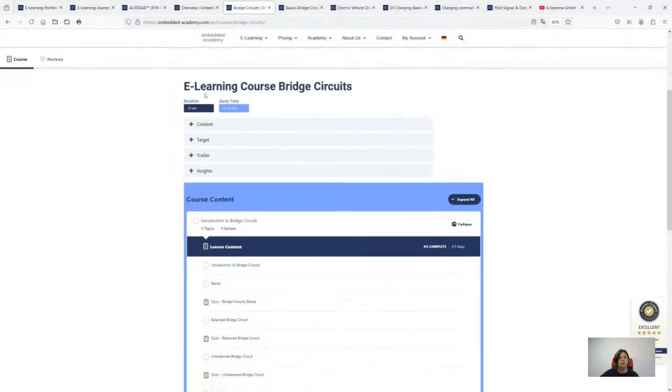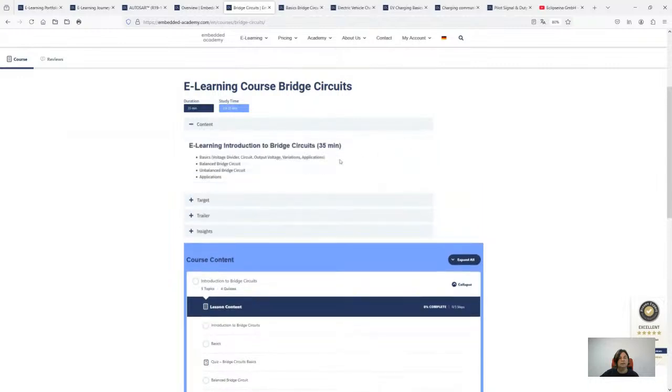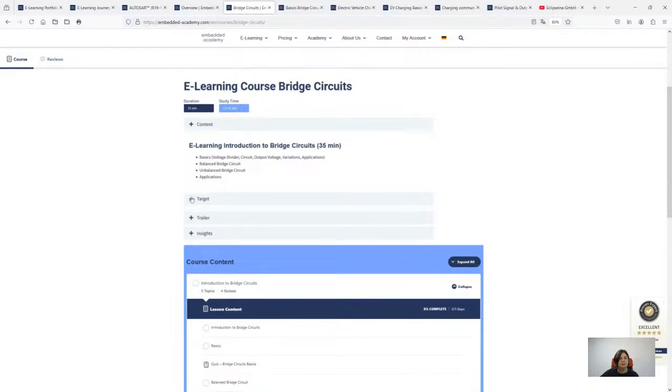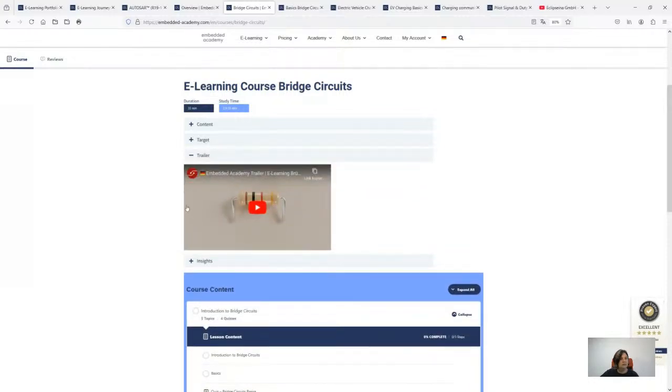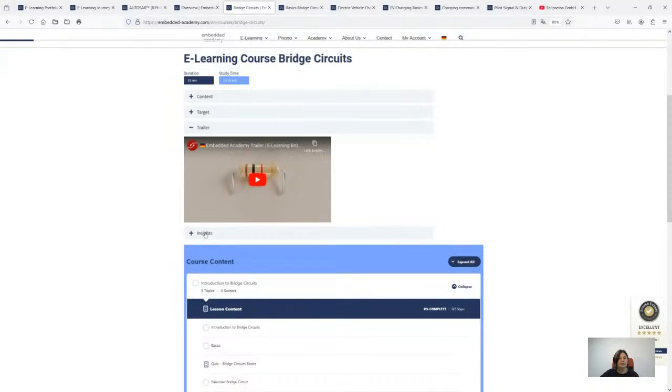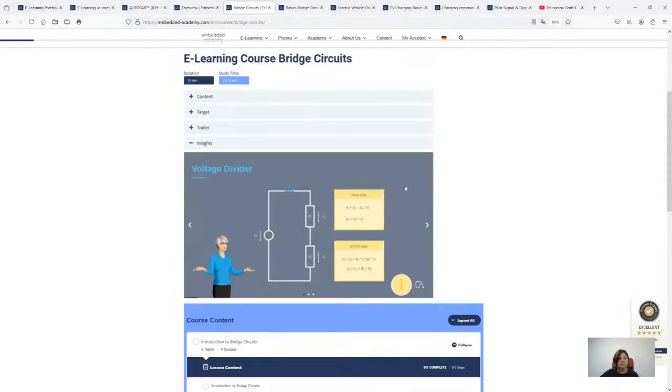So we have bridge circuits. The content is like some basic introduction. Then you have a balanced bridge circuit and the unbalanced bridge circuits and application examples. Target is to understand it for the industry. I will not go into all the details here. You also have a trailer, and here are the insights of some of the pictures to understand it better.